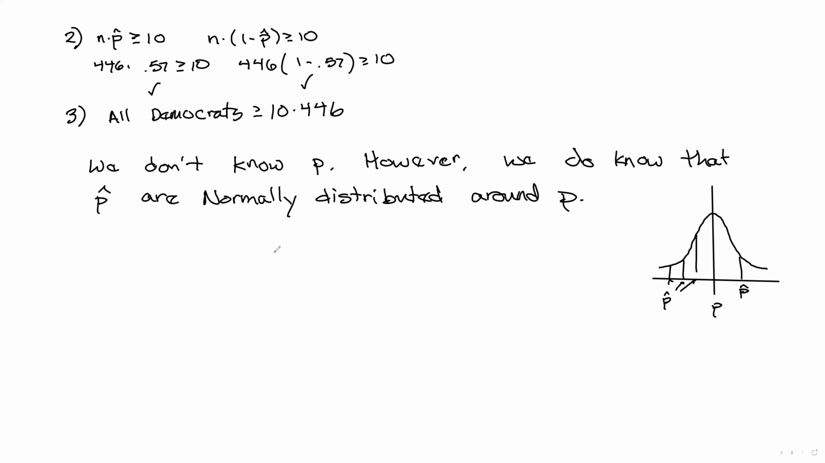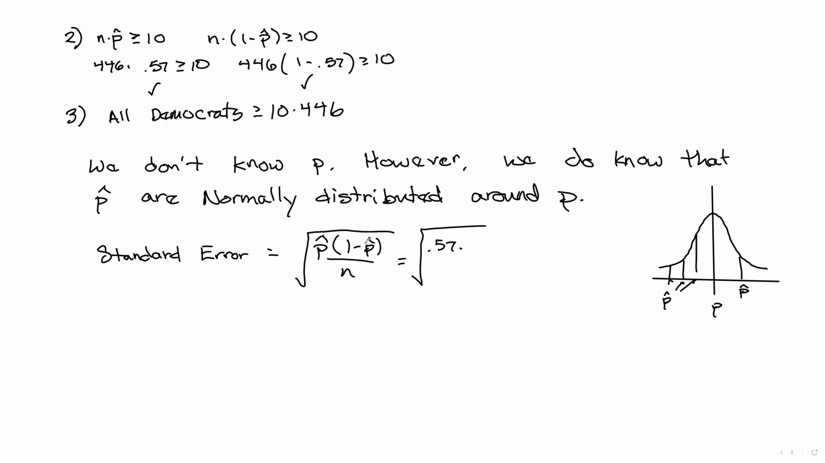Okay, we can go through and estimate what the standard error would be there, or the standard deviation, right? So we can do the standard error. That's going to be the square root of P hat times 1 minus P hat over n. So that's the square root of 0.57 times 0.43 over 446. And so we can go through and estimate that. And that's about 0.023. That's roughly 0.023.